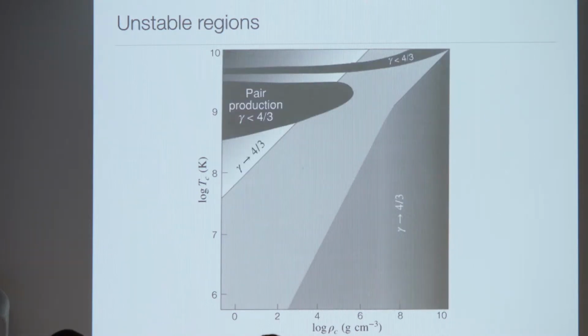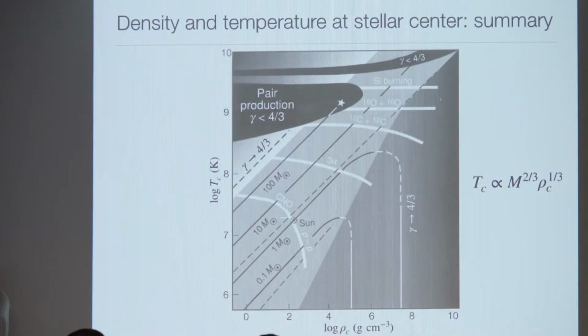And also, we can put where the star will be unstable in this diagram. This will be the topic of the exercise this afternoon. If we combine everything, we can put in something like this, and we can already start to see the fate of stars in this diagram. As I said, the fate of a star is just determined by the mass.